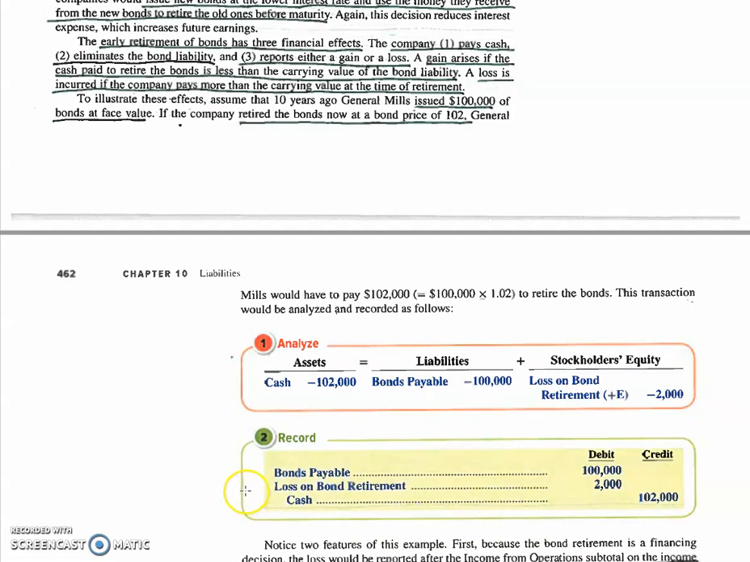Now, I've never seen a case where you had a gain on retirement of bonds. Usually, if they're callable, then any premium they sell for will take that callable nature into account, and they will not sell for above the amount that they can be called for.